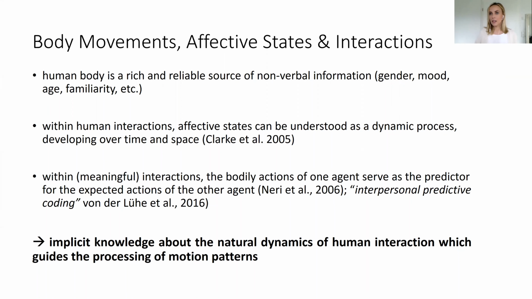Within human interactions, affective states can be understood as a dynamic process, which develop over time and space. So combining these two, research has found that within meaningful interactions, the bodily actions of one person serve as the predictor for the expected actions of the other person. This phenomenon has been termed interpersonal predictive coding. So it is assumed that we possess implicit knowledge about the natural dynamics of human interaction, which guide the processing of movement patterns.